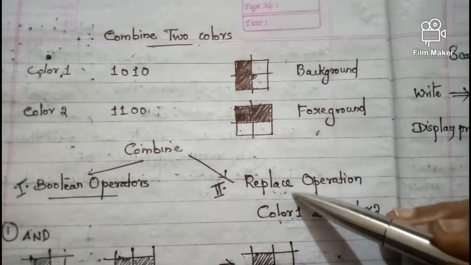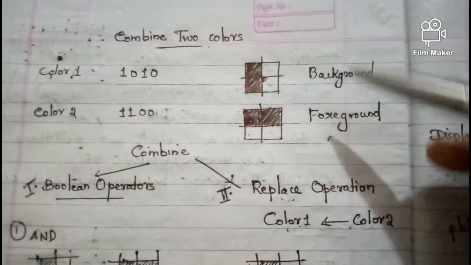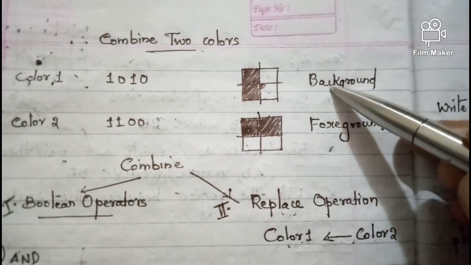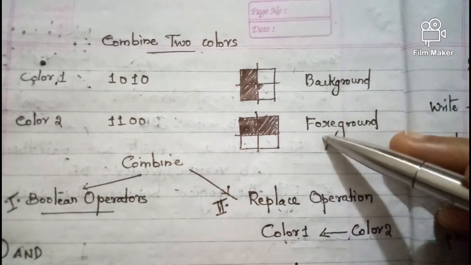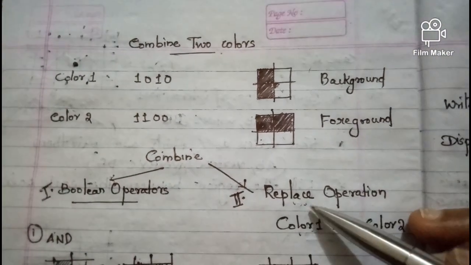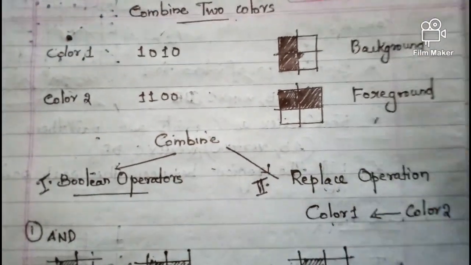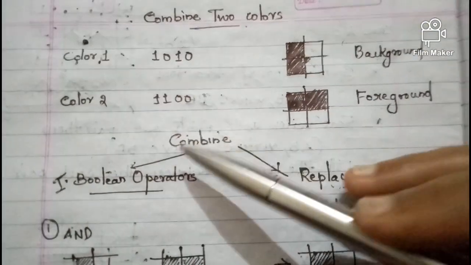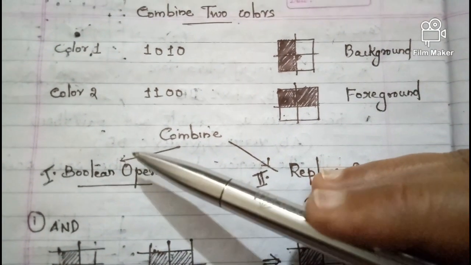That means the first color will be completely replaced by the second color. So if I am having a background color and a foreground color, the background color will be completely removed and the screen will be painted using the foreground color. So this is what is meant by replace operation. A color is replaced by another color. The second method of combining two colors is using Boolean operators. So using Boolean operators, we can also combine colors.